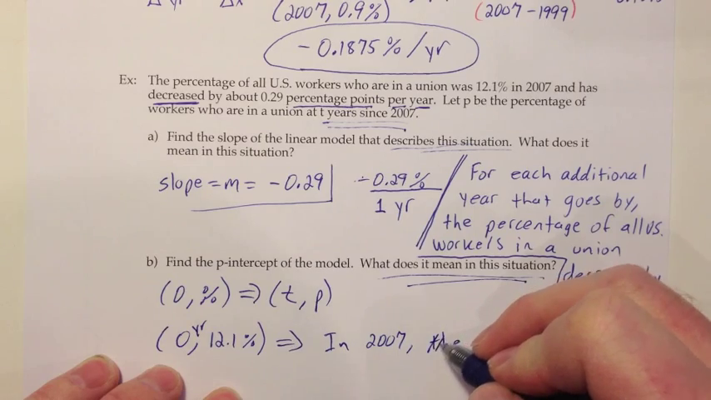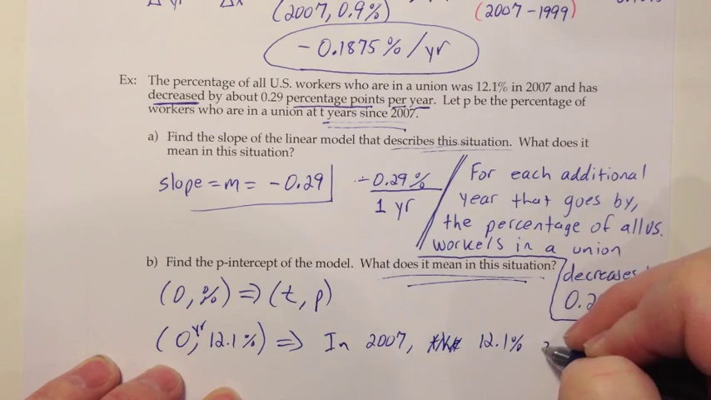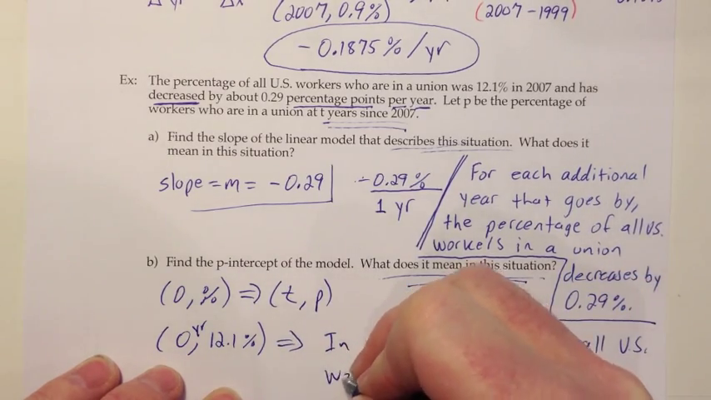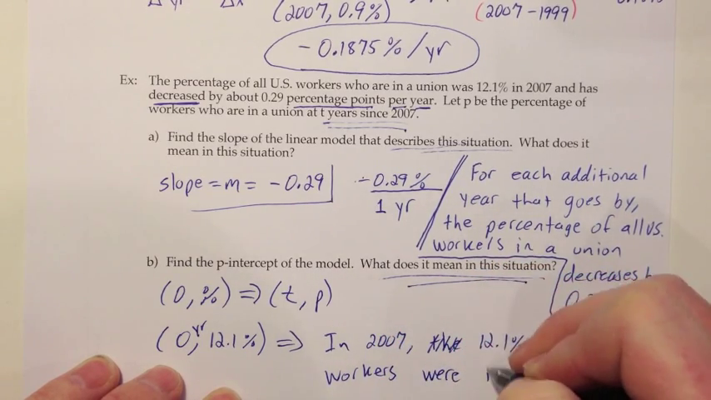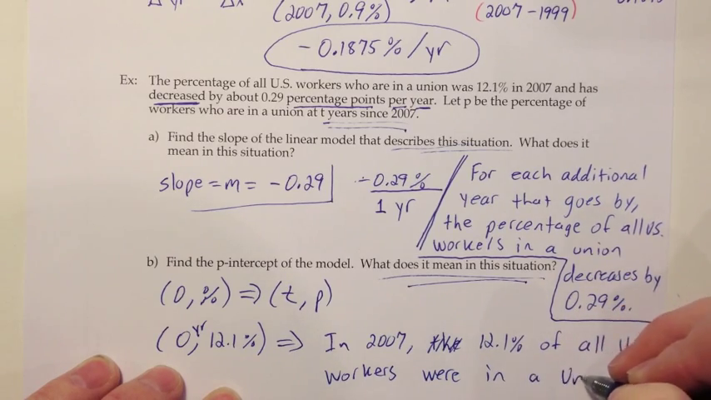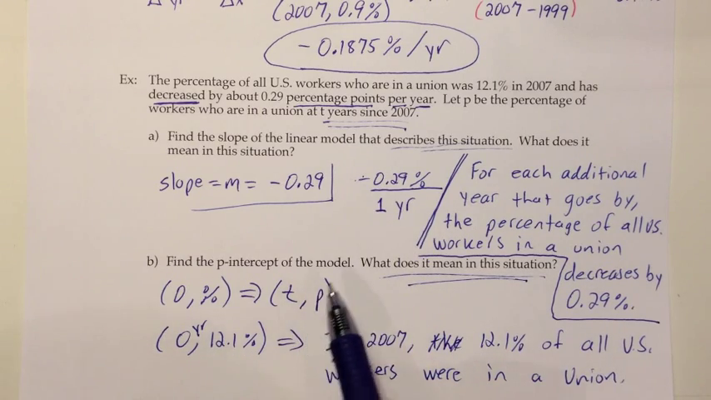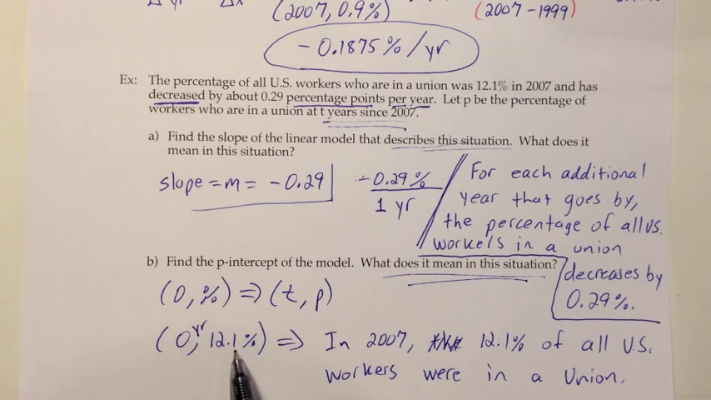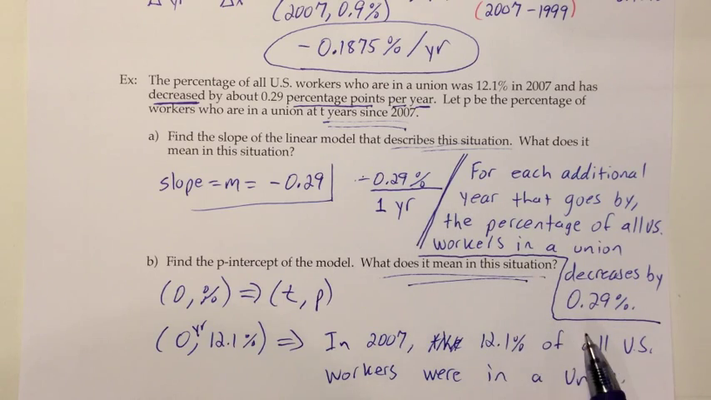Or I guess we could say that a little bit smoother, maybe in 2007, 12.1% of all U.S. workers were in a union. So when you're trying to interpret these things, whether it be a slope or a y-intercept, just go ahead and get the initial number, the slope. The y-intercept is an ordered pair. But before you try and put it into words, always make sure you put the units on, and that should help that process go smoother in either case.